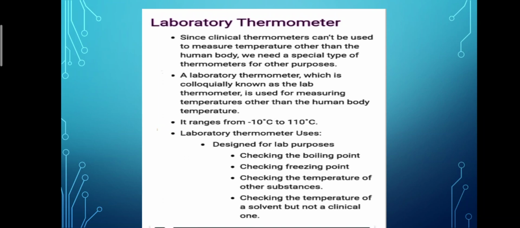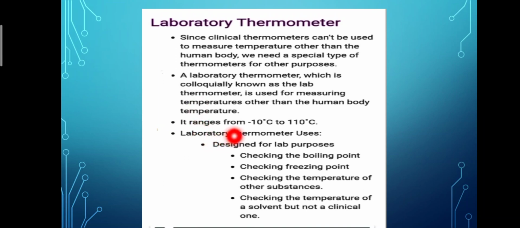Number 2, laboratory thermometer. Since clinical thermometers can't be used to measure temperature other than the human body, we need a special type of thermometer for other purposes. A laboratory thermometer, which is colloquially known as the lab thermometer, is used for measuring temperature other than the human body temperature.